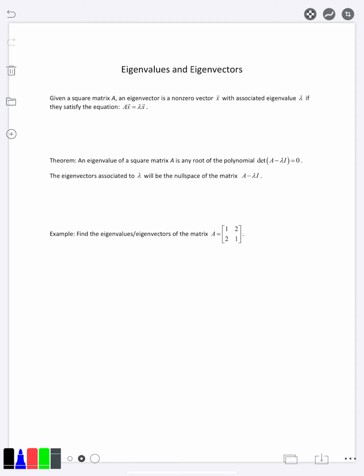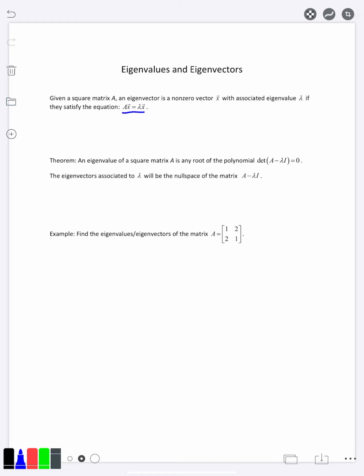In this video, we're going to learn about the concept of eigenvalues and eigenvectors for a matrix. So I'll start with the definition. Given a square matrix A, and by the way, you can only have these for a square matrix, an eigenvector is a non-zero vector x with associated eigenvalue lambda if they satisfy the equation Ax = λx.